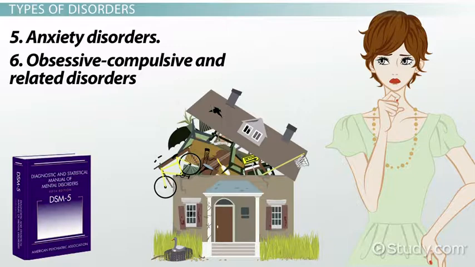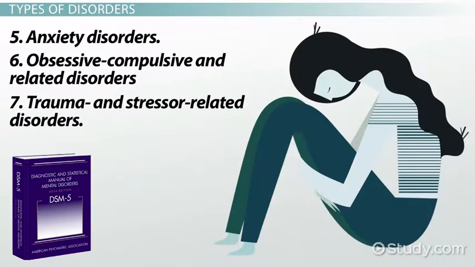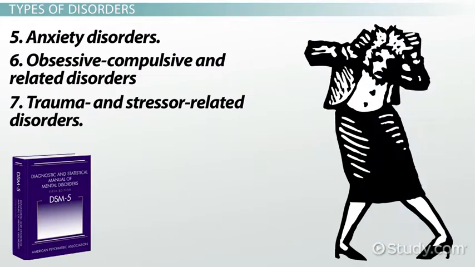Number 6, obsessive-compulsive and related disorders. These are disorders that have to do with having obsessions and/or compulsions. Besides OCD, other examples of disorders in this group are things like body dysmorphic disorder and hoarding disorder. Number 7, trauma and stressor-related disorders. These disorders have to do with a person's response to trauma. PTSD, acute stress disorder, and adjustment disorders are a few examples.